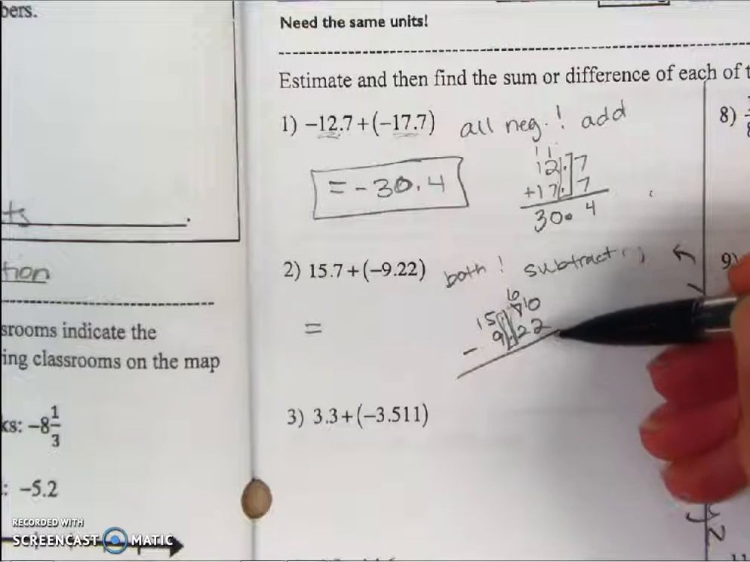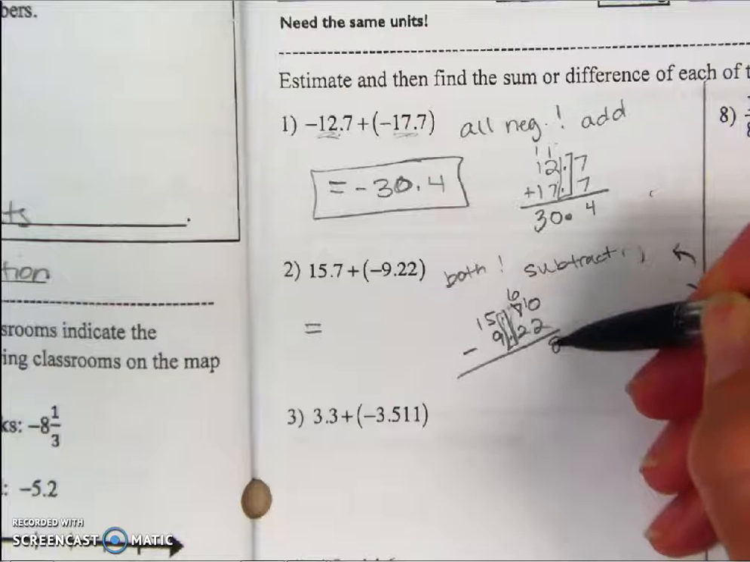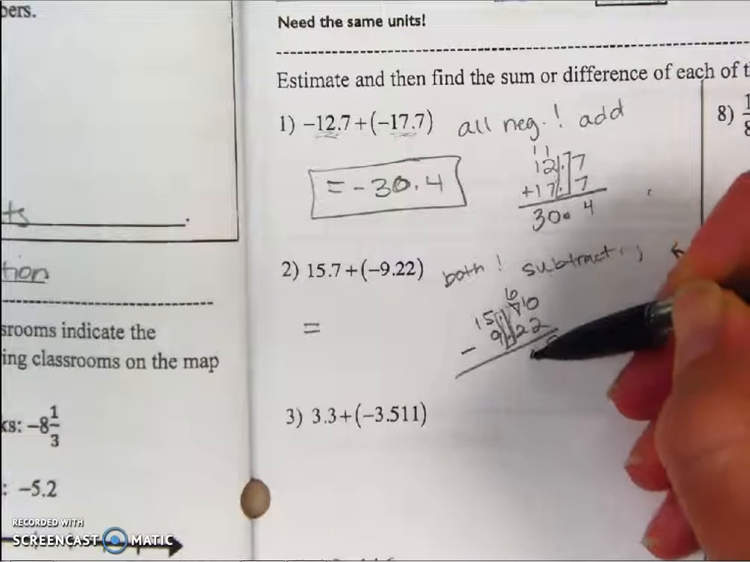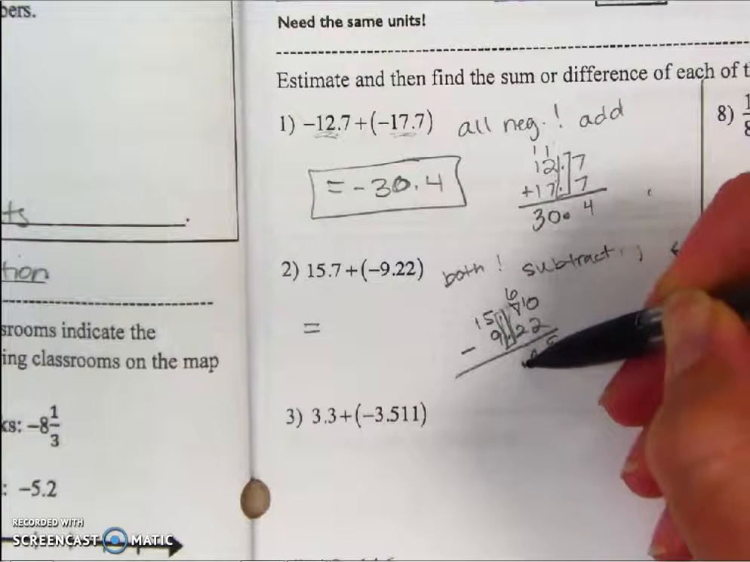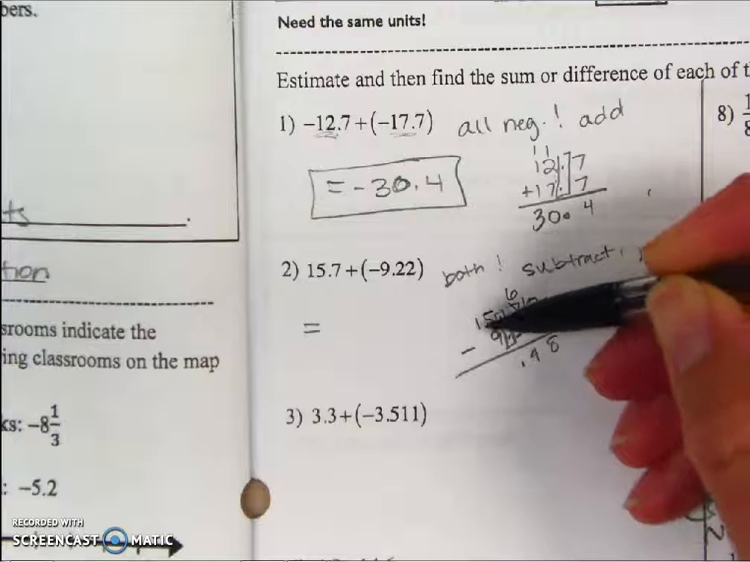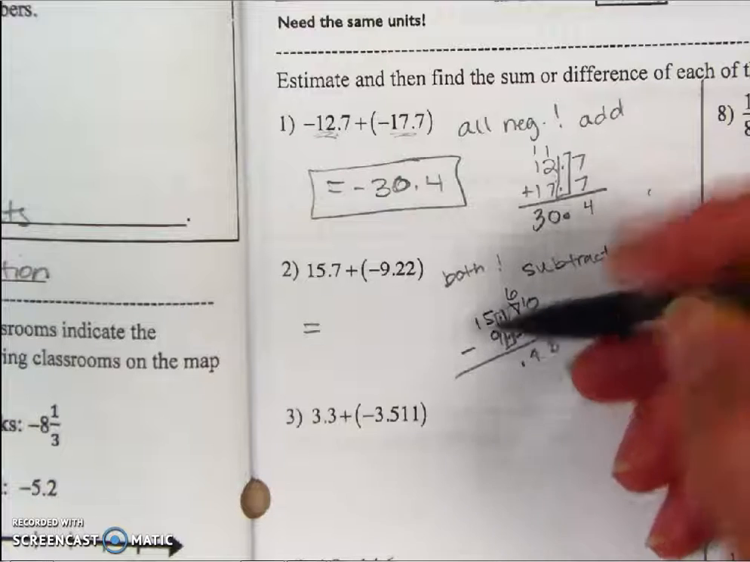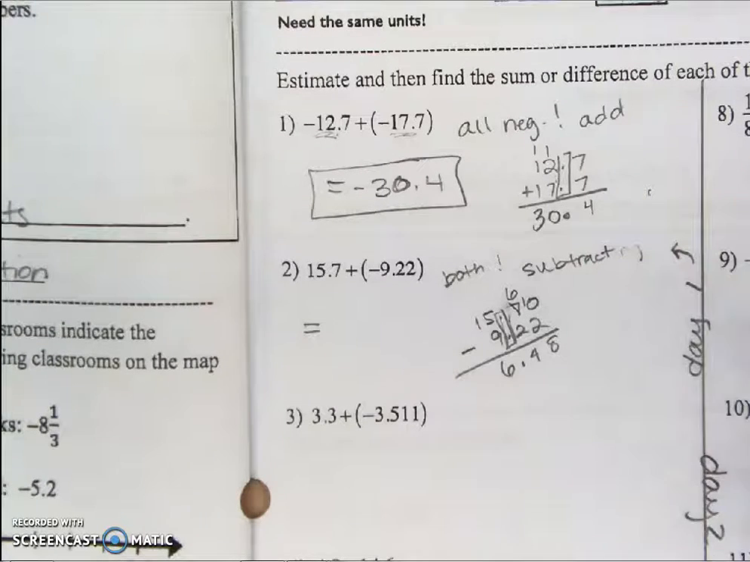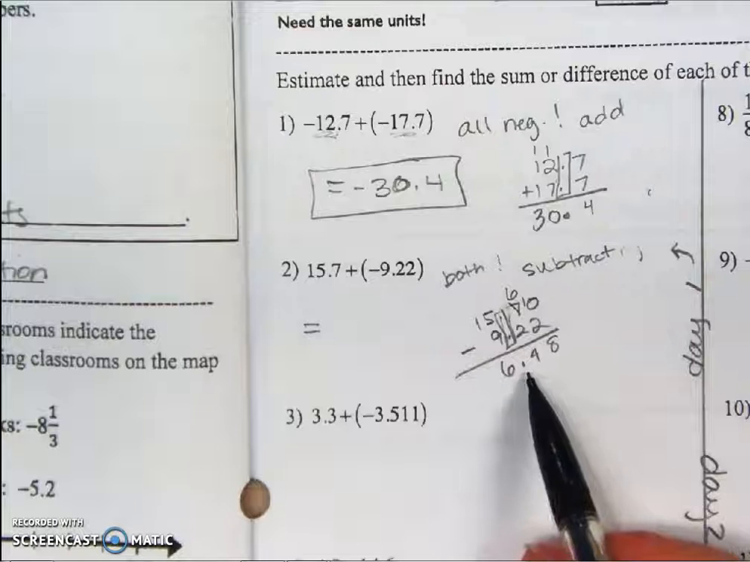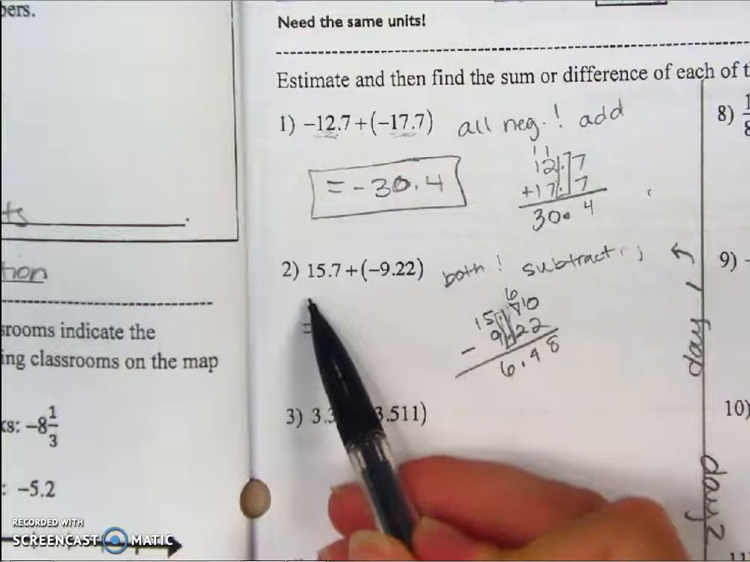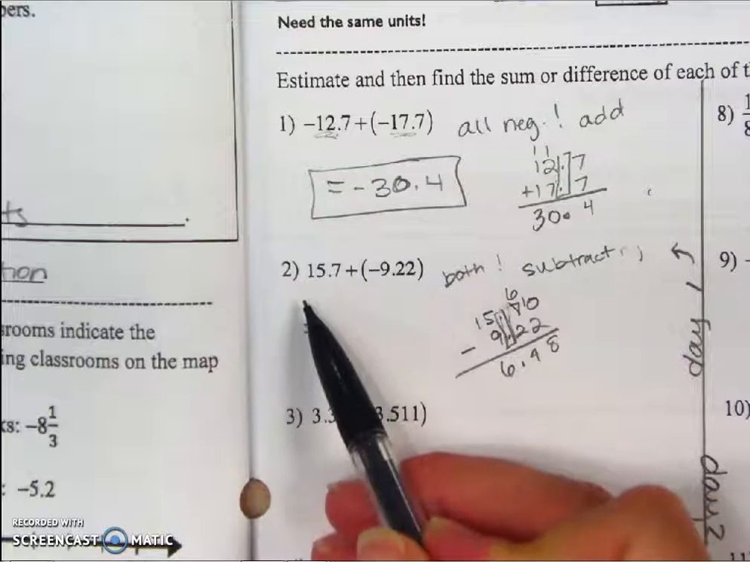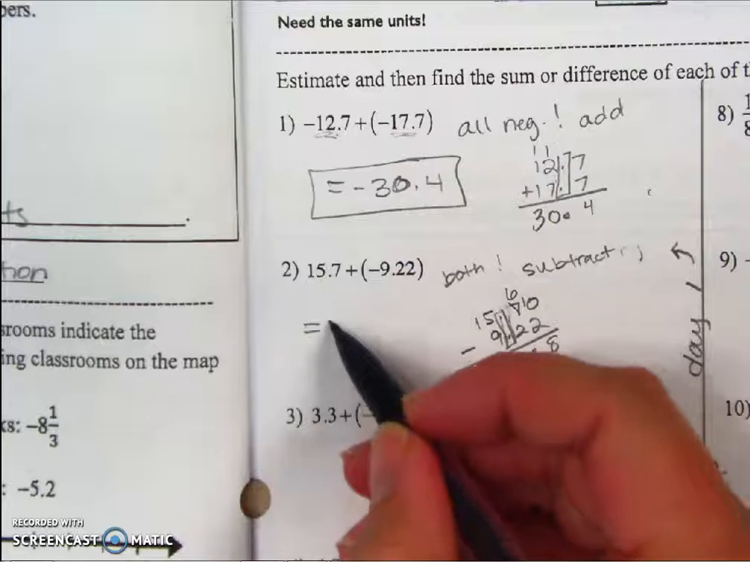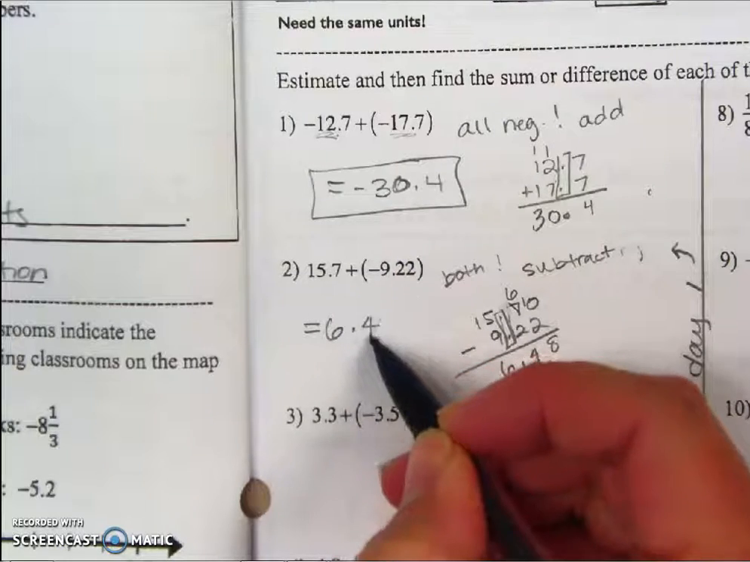Now I have 10 minus 2, which gives me 8. 6 minus 2, which is 4. Bring down the decimal. And we can read this as 15, take away 9, which is going to be 6. All right, so we have a difference of 6.48. Did I have more positives or negatives here? Well, I had more positives, and so I would write positive 6.48.